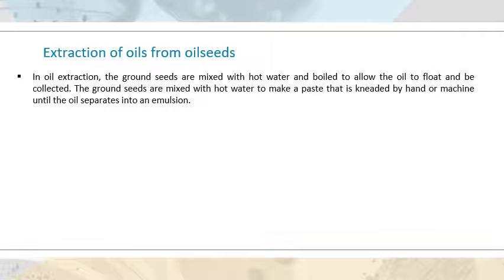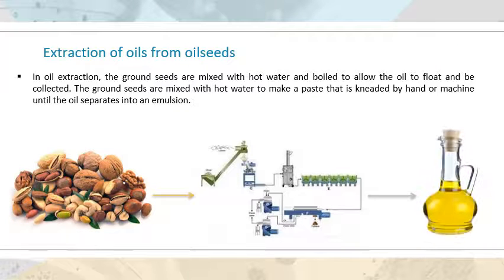Extraction of oils from oil seeds. In oil extraction, the ground seeds are mixed with hot water and boiled to allow the oil to float and be collected. The ground seeds are mixed with hot water to make a paste that is kneaded by hand or machine until the oil separates into an emulsion.